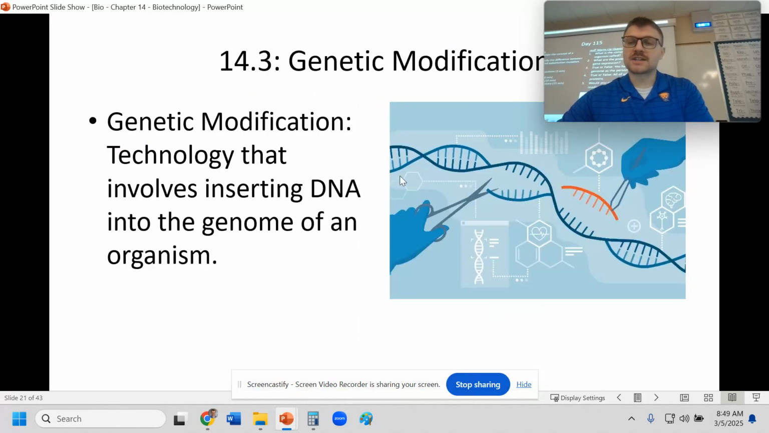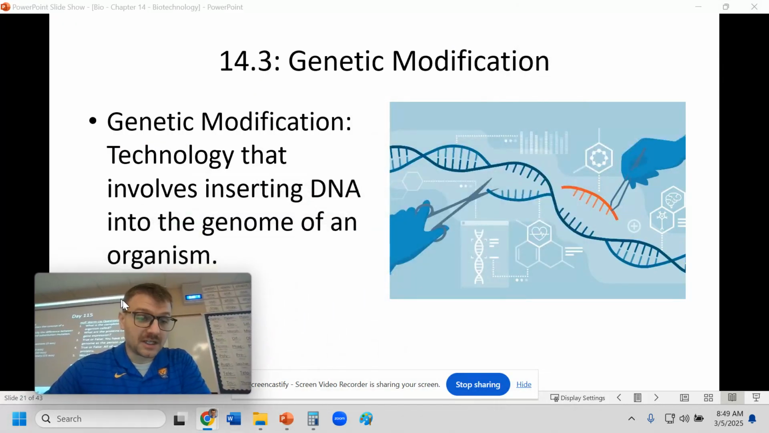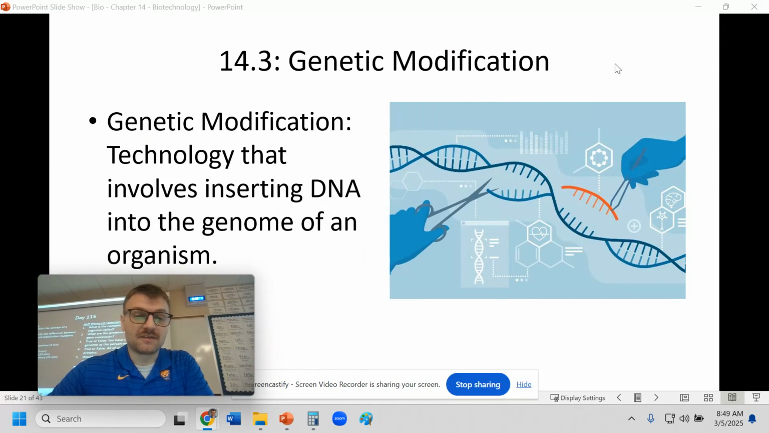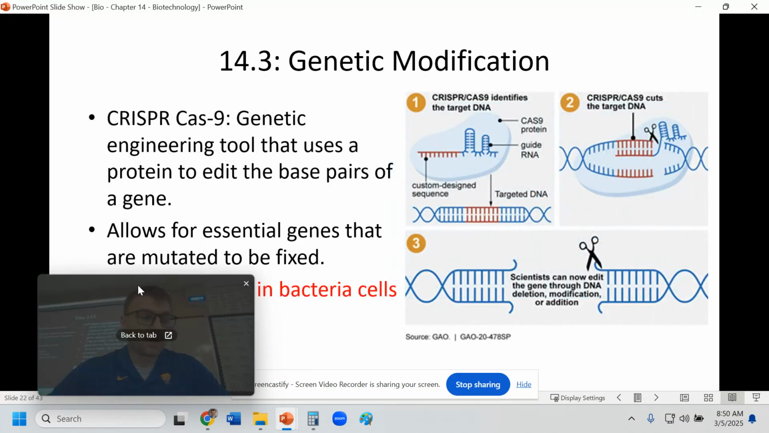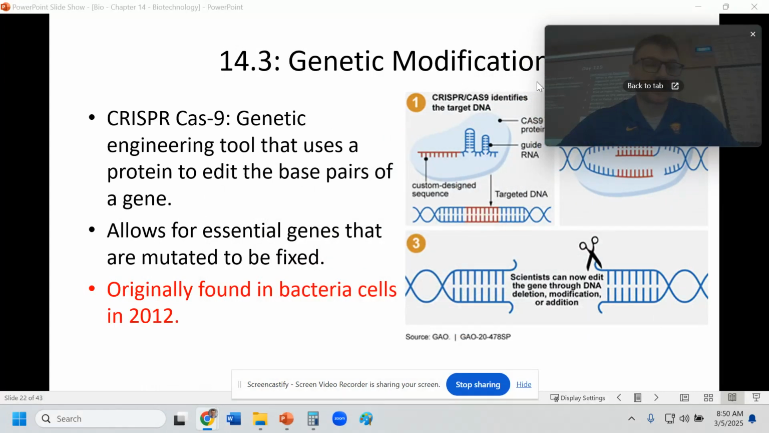All right, hello everyone. We're going to talk about section 3 in chapter 14, which is about genetic modification. This is where we're going to use technology to either insert DNA or edit the genome of an organism. So we're editing DNA basically. So again, in this chapter, we're talking a lot about different technologies and how they're being applied today to modern problems. And one of the ways that we've done this is using something called CRISPR-Cas9.